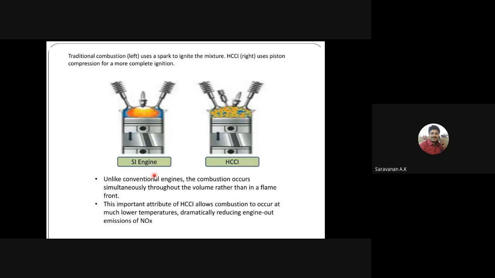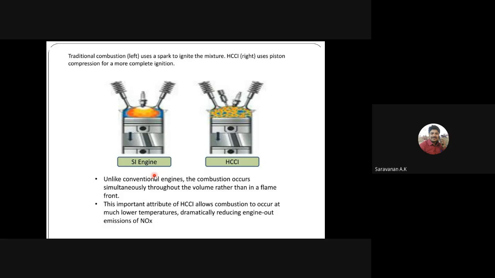Okay, so for the particulate matter emissions, you can see that HCCI engines can be operated on gasoline, diesel fuels, and most alternative fuels. HCCI engines have low emission of NOx, and almost no emission of the particulate matter, which is represented as PM.